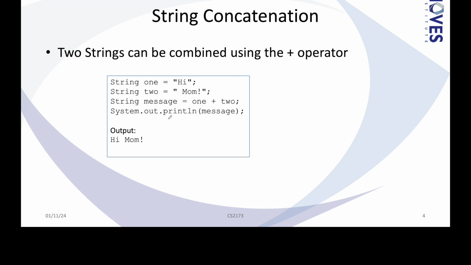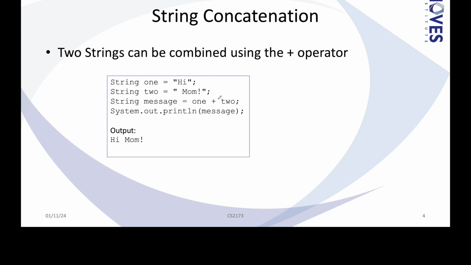So, and you've no doubt encountered this. If I have two strings, I can jam them together using the plus operator. Here's one string that has the characters capital H, lowercase i. Here's a second string that has a space, capital M, lowercase o, lowercase m, and an exclamation point. And then if I add them together, or concatenate them, using the plus operator.